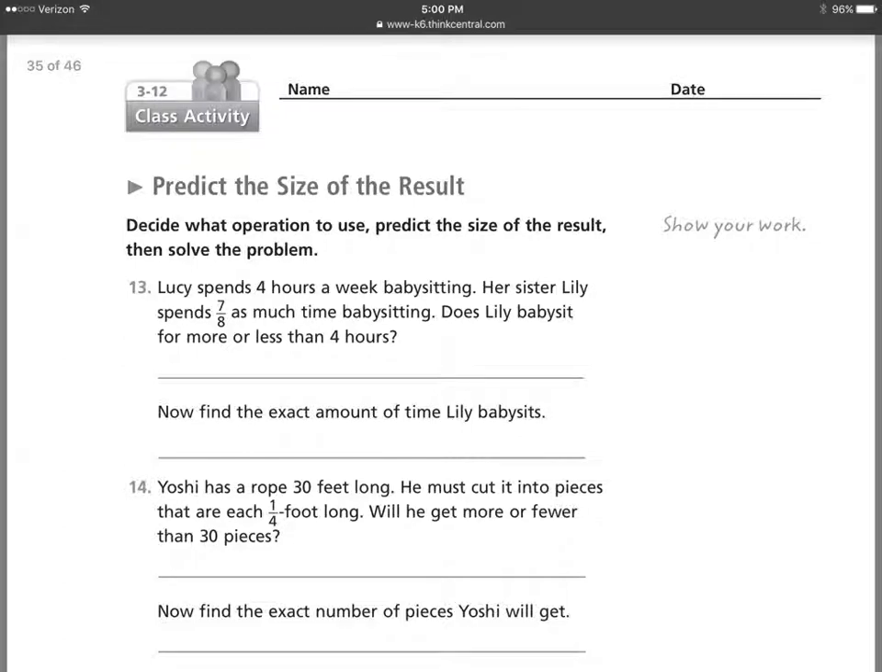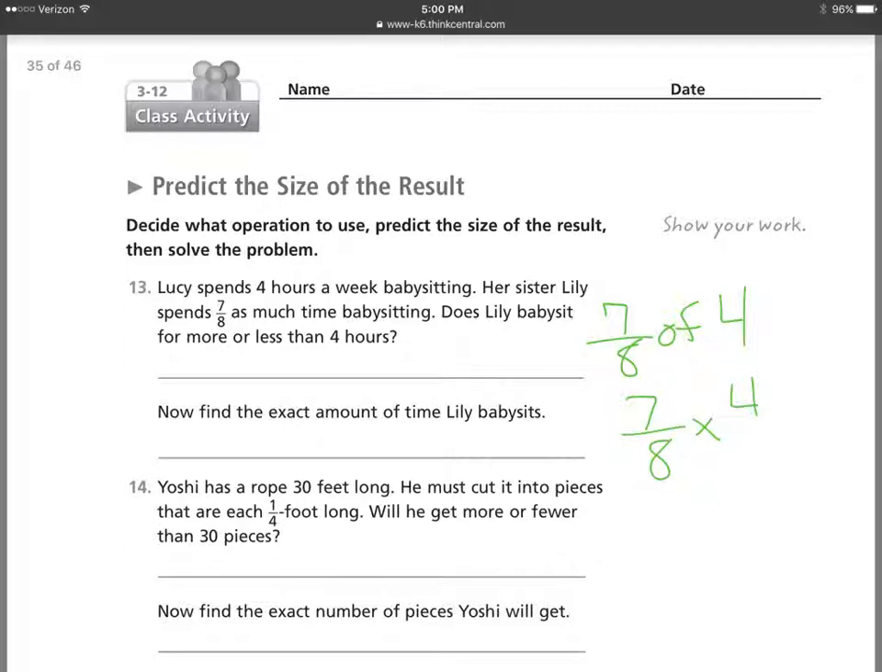I'll phrase it in a different way. My sister is babysitting 7/8 of the amount of time that I'm babysitting. We'll have to solve this problem eventually, so I'm going to write out what I just said. My sister babysits 7/8 of the amount of time that I babysit, which is 4 hours a week. Here I have a multiplication problem. The word of means that I'm multiplying, so I could change this to multiplication. And here I have an expression that I can make a prediction on.